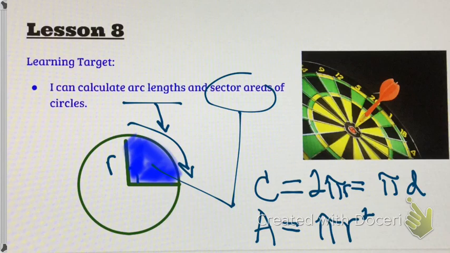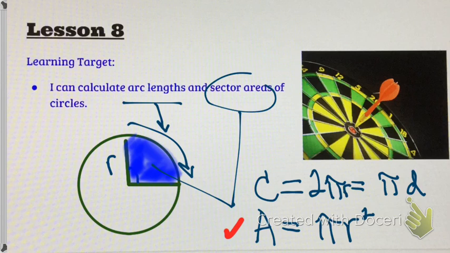Okay, cats and kittens, this is lesson 8 on circles. Following along with our theme of circles, we're getting into sector areas. That means that piece of the pie right there in blue. What we're going to be doing is taking the whole area of a circle and taking a fraction of it. But first, the whole area of a circle is pi r squared. You've got to know that. So, a little previous knowledge.